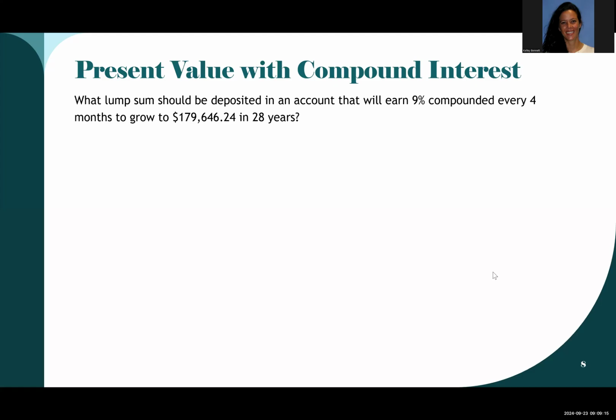In this example, we're going to compute present value using compound interest. And by that, we mean we're going to figure out how much we need to deposit initially to achieve a certain goal. What do I have to do now in the present to end up with this delightfully large sum of money, $179,646.24.